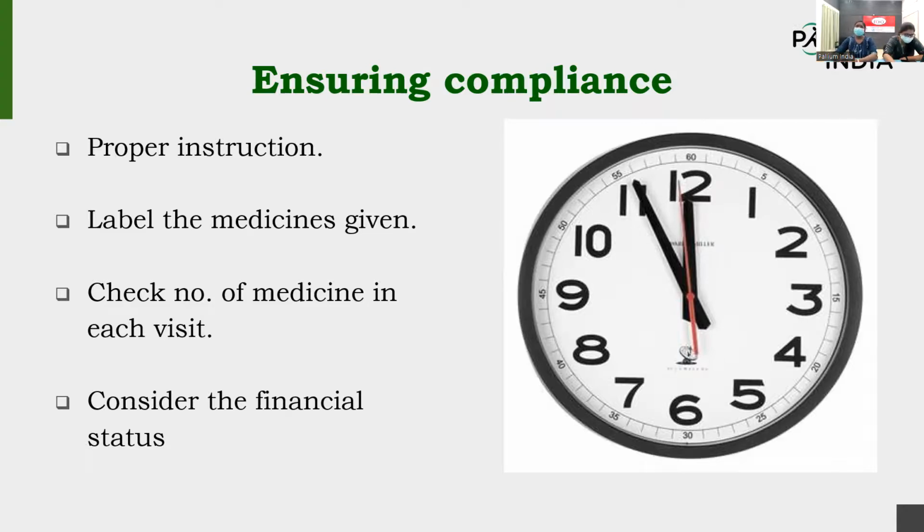Then check the number of medicines in each visit. A patient is taking paracetamol 3 times a day. For that patient, 1 month he needs around 90 tablets. And on the home visit day, we provided 90 paracetamol for that patient. On the next visit, we should count the medications. If we are getting 50 paracetamols from that patient, that means he is not taking the medicines properly. Like that, in each visit, we should check the number of medicines. Then consider the financial status.